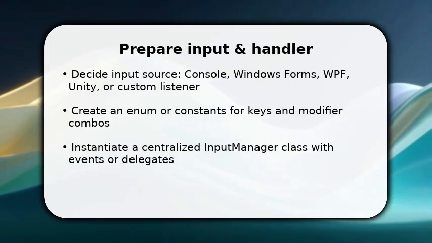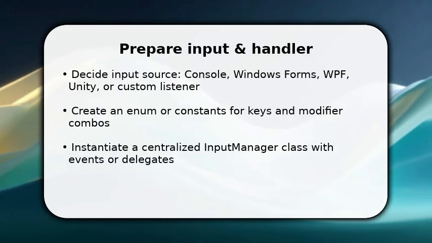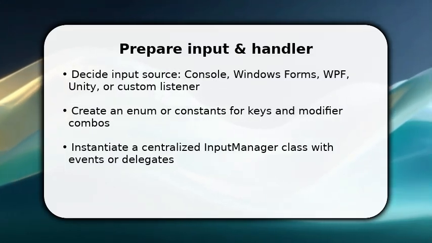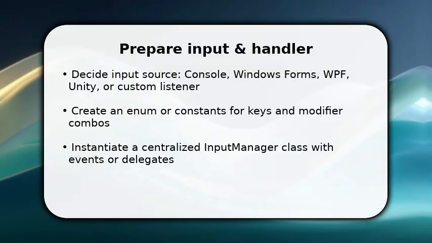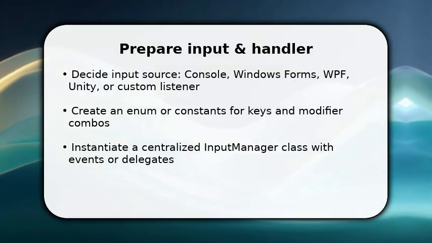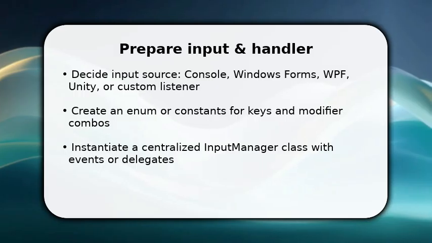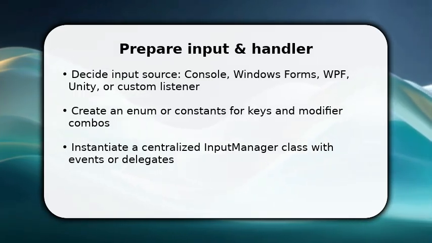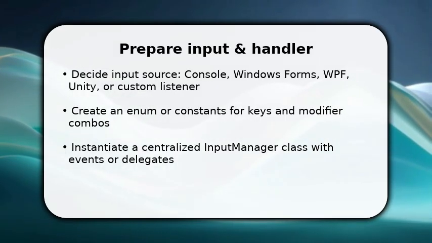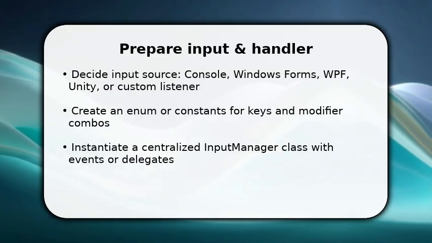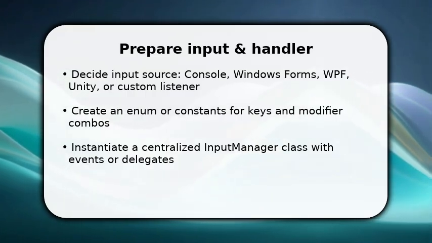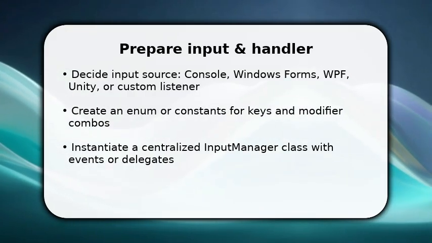You start by wiring input to code, choose your input source, and make a clear handler. Create an enum or constants for keys and modifier combos so you avoid magic strings. Then instantiate a centralized input manager class with public events or delegates for actions. Once done, register a listener method from your UI or game object to the manager's event.